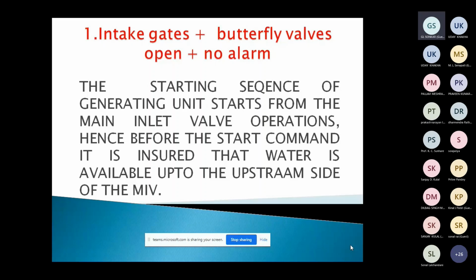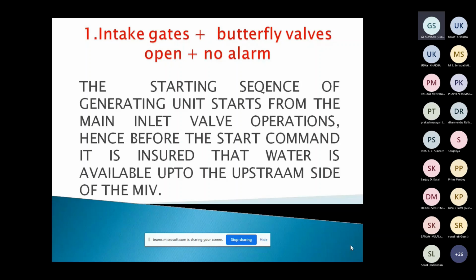For every one of the 52 starting conditions, there are some LEDs blinking. You have to see which one is not blinking. That means there is a fault in that particular starting condition. And you see what is the reason why this signal is not coming. If number 1 is not blinking, you should ensure that either the intake is not open, or the butterfly valve is not open, or somewhere an alarm is there.